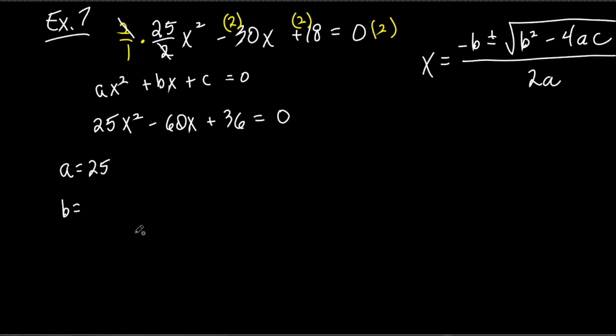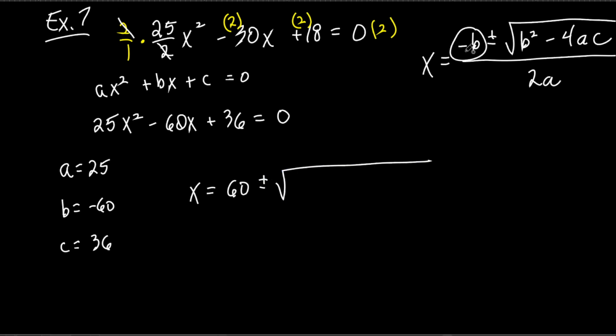Which one is the B? It's negative 60. Right, you got to always take that sign in front. And what is the C? 36. So now what we're going to do is plug and chug. Now, this is negative B, the opposite of B. Well, B was negative 60, so what is this? It's positive 60. Everybody got that? Make sure this is negative B, which means the opposite of whatever B is. B was negative 60, so the opposite of negative 60 is positive 60, plus or minus, big old square root, and let's square some stuff.